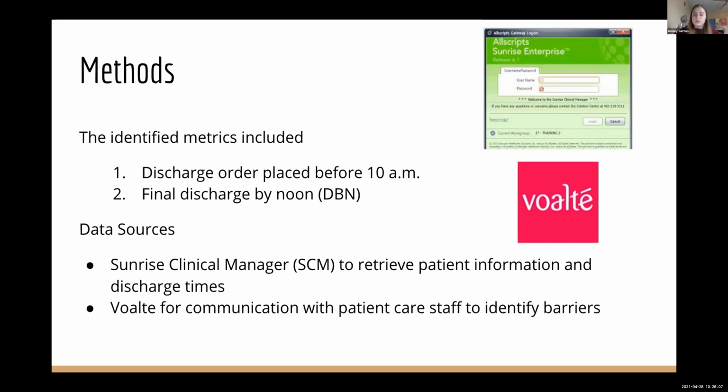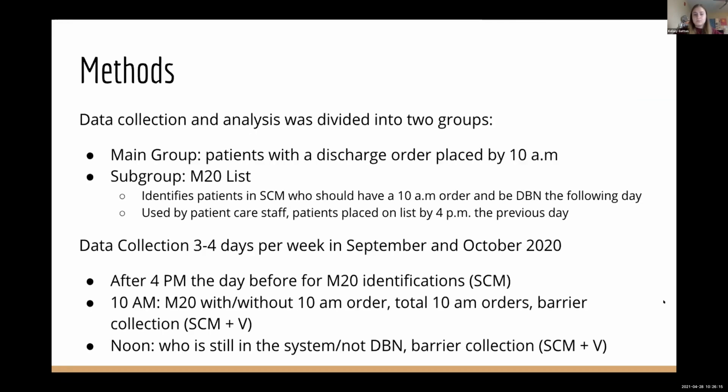And then we used Volt to communicate with patient care staff, and that was more of our qualitative data to identify barriers through communication. So we divided our data collection and analysis into 2 groups. The main group was all patients who had a discharge order placed by 10 a.m. And then the subgroup was for the M20 list. The M20 list identifies patients in SCM who should have a 10 a.m. order and be discharged by noon the following day.